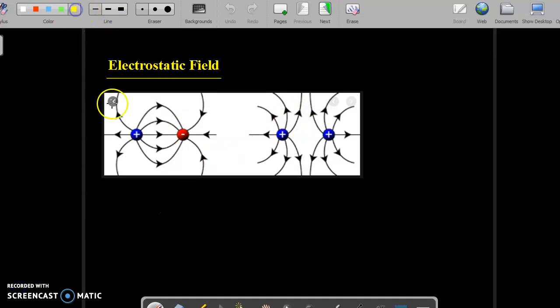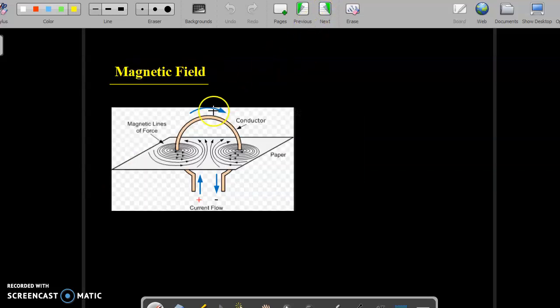So in an electrostatic field the charges are stationary, but when the same charges travel through conductors, they also produce a field. Those fields are called magnetic fields.